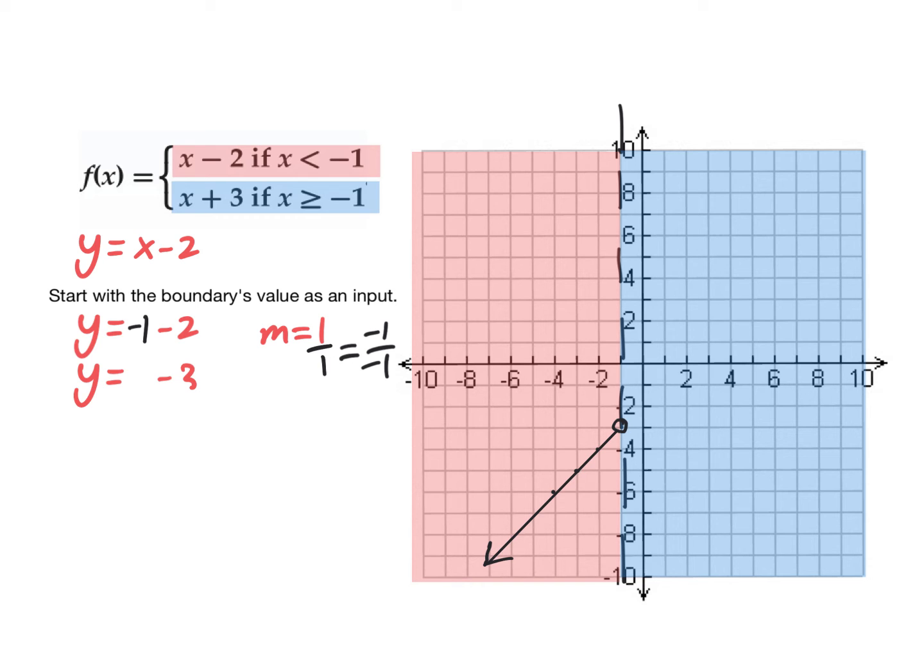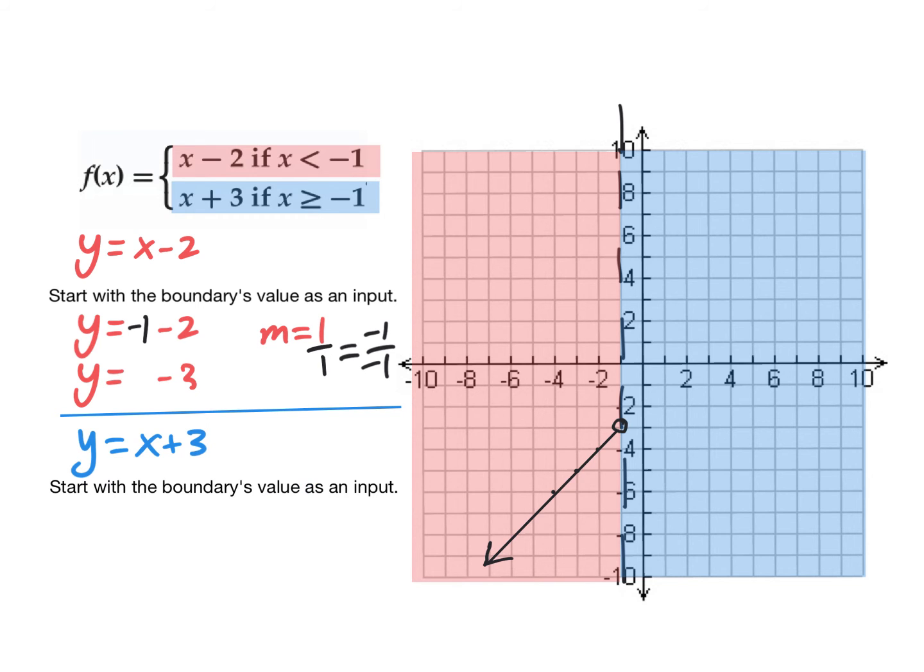All right, let's work on the second one. It's the same basic principle. Instead of having y equals x minus 2, now I'm looking at y equals x plus 3. And I'm going to do the same thing. I'm going to start with the boundary value as the input. So what number am I going to plug in for x? -1. Again, I'm using the same idea here.